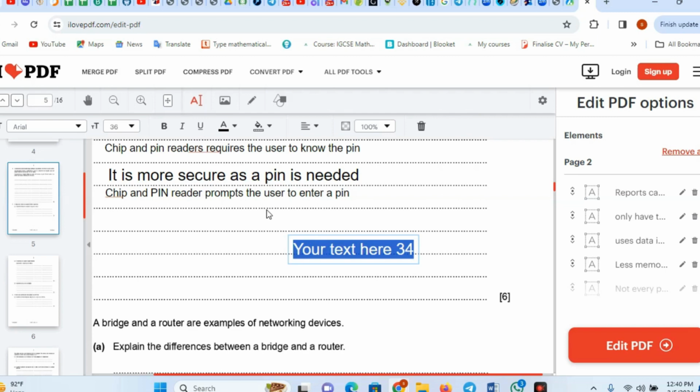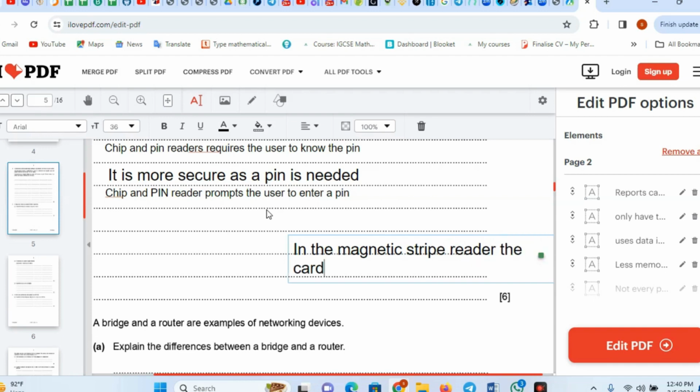One, in the magnetic stripe reader, that is magnetic stripe reader, the card can be used by anyone as no pin is needed.